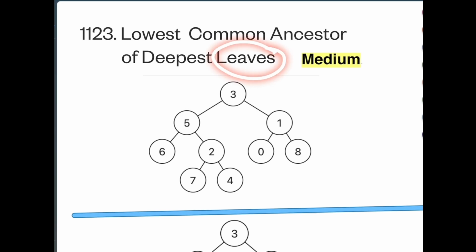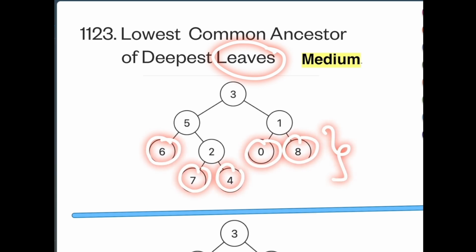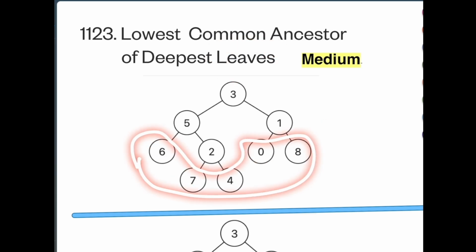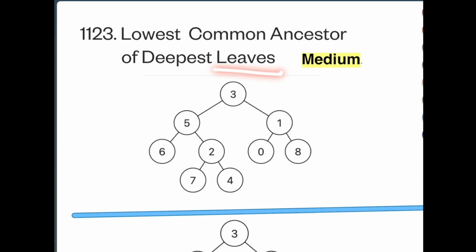What is a leaf? A leaf is any node in a tree which has no children. So right now you can see these are our leaves. These nodes have no children and that is why they are called leaves. Now what about the deepest leaves? Find out those leaves which are at the deepest level in our tree.